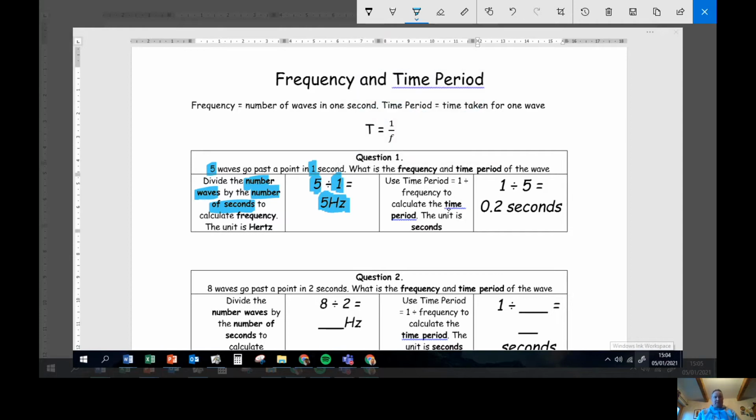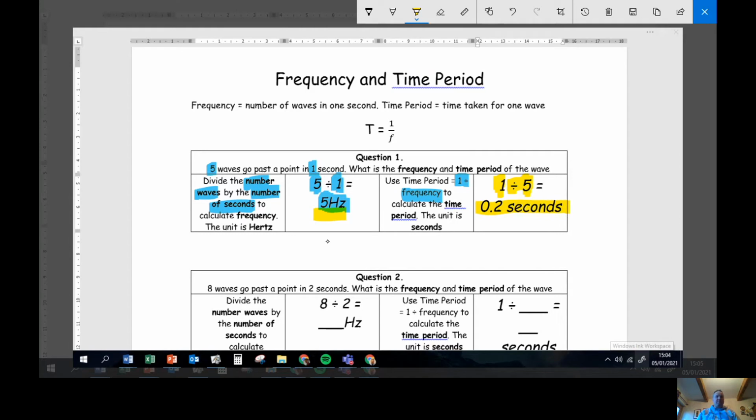What's the time period now? The time period is 1 divided by the frequency. Okay, so 1 divided by the frequency. I've already worked out the frequency. My frequency was 5, remember? 1 divided by 5 gives me an answer of 0.2 seconds.